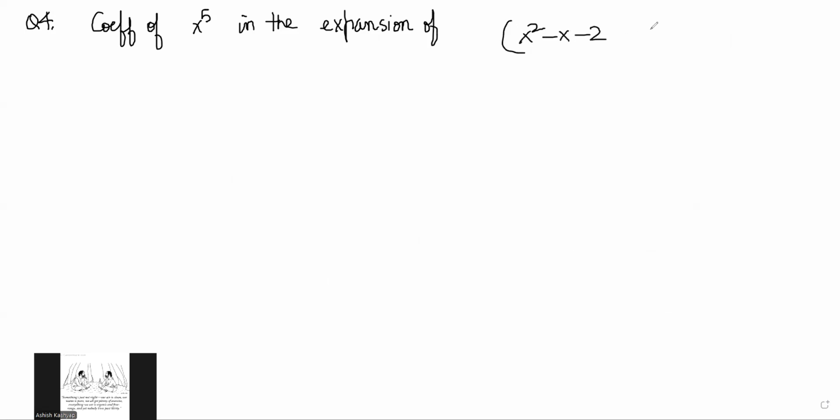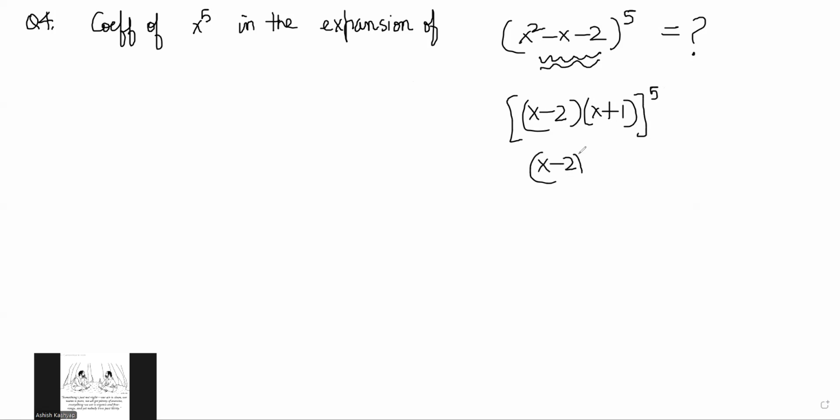It says, find the coefficient of x power 5 in the expansion of (x square minus x minus 2) whole to the power 5, right? So what we will do here is we'll factorize this first. So if you factorize it, you will realize that this is simply (x minus 2) into (x plus 1), and you are doing it whole to the power 5. So you basically have (x minus 2) power 5 and (x plus 1) power 5, right?